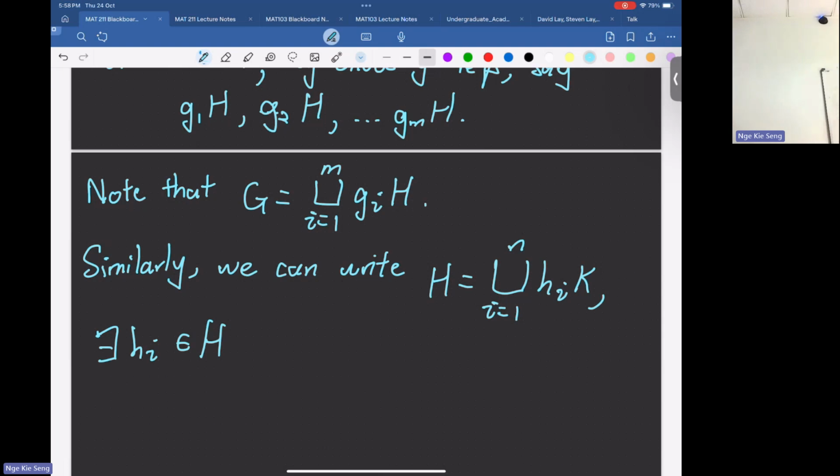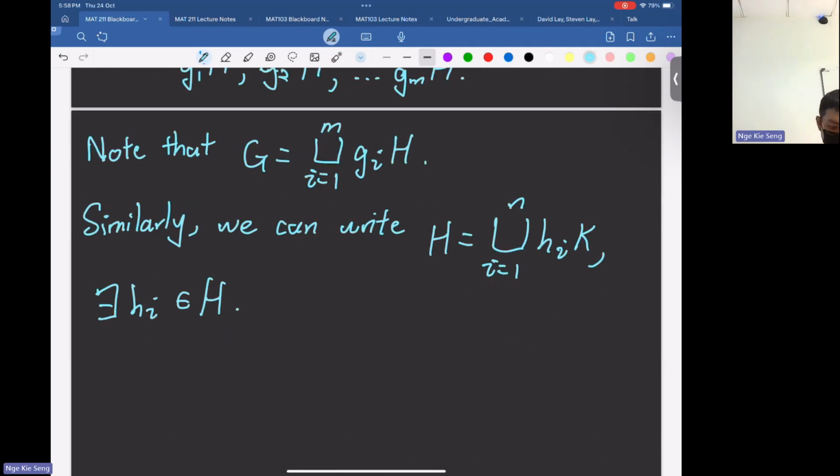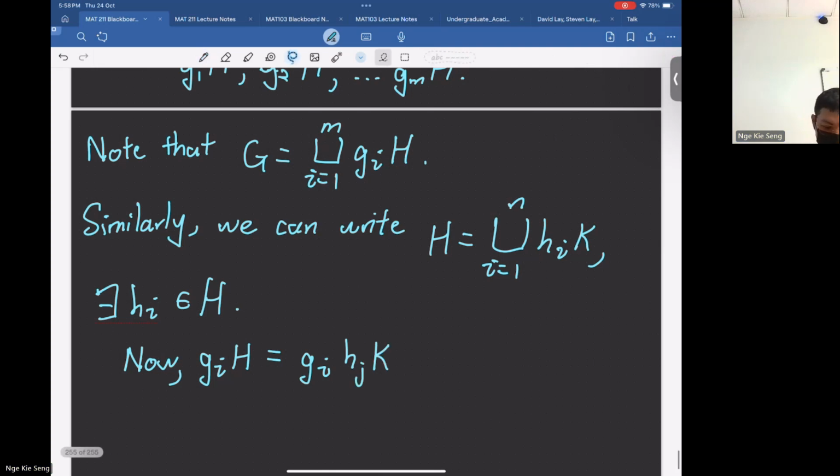So here is the magical statement now. This is the magical one. This requires you to think a bit. The magical statement here is, what is GiH? I know how to partition my H. So GiH can be further partitioned into GiHjK. Sorry, shouldn't use the same i. Maybe use i, j, k, of this.